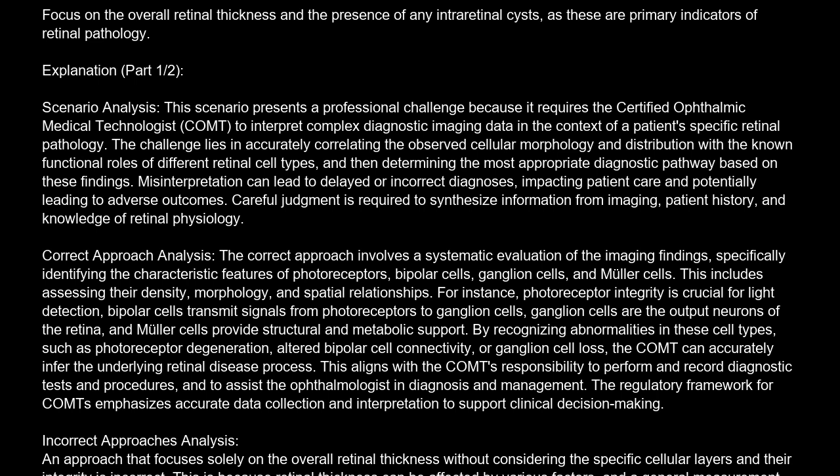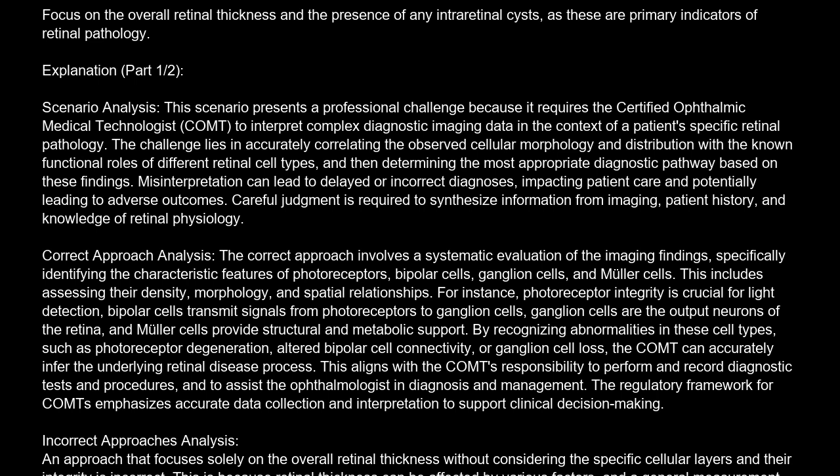Correct approach analysis. The correct approach involves a systematic evaluation of the imaging findings, specifically identifying the characteristic features of photoreceptors, bipolar cells, ganglion cells, and Mueller cells. This includes assessing their density, morphology, and spatial relationships. For instance, photoreceptor integrity is crucial for light detection. Bipolar cells transmit signals from photoreceptors to ganglion cells. Ganglion cells are the output neurons of the retina, and Mueller cells provide structural and metabolic support.